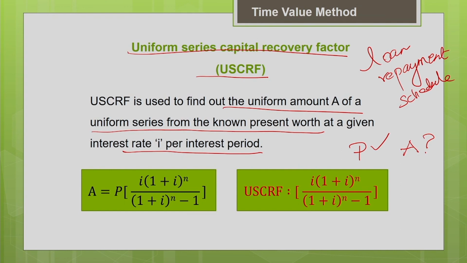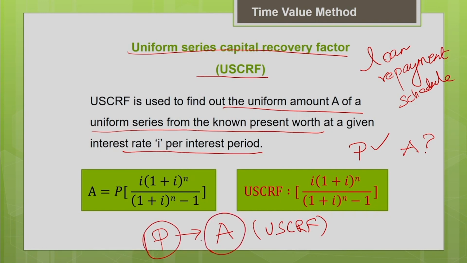Basically, for the given P you can find the A. Say you know the present purchase price of the machine, P. You can convert it into an annualized purchase price, or equivalent uniform annual cost, using this uniform series capital recovery factor. So the purchase price of the machine can be converted into an equivalent uniform annual cost over the useful life of the machine using the uniform series capital recovery factor.